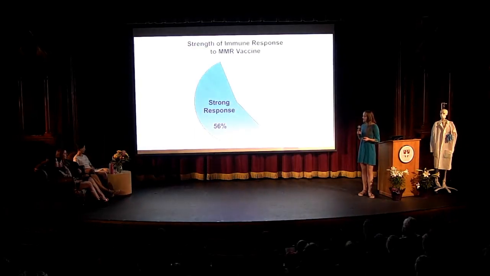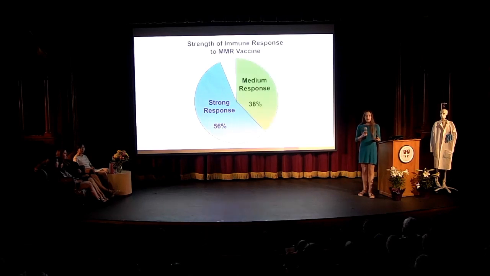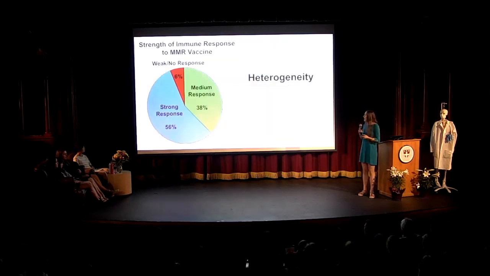56% had a strong immune response to the MMR vaccine, meaning they would be fully prepared to fight off the virus if it infected them. 38% had a medium immune response to the vaccine, meaning they would be less prepared to fight off the infection. And surprisingly, 6% had a weak or no immune response to the same exact vaccine given to all the children. It is like they did not get the vaccine at all. And because of these differences, we can say that there is heterogeneity of immune response to vaccines.